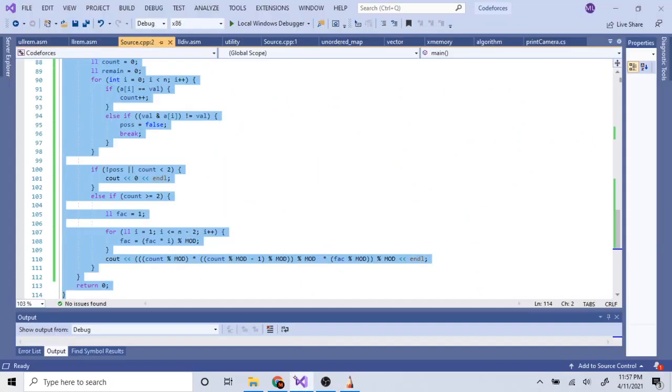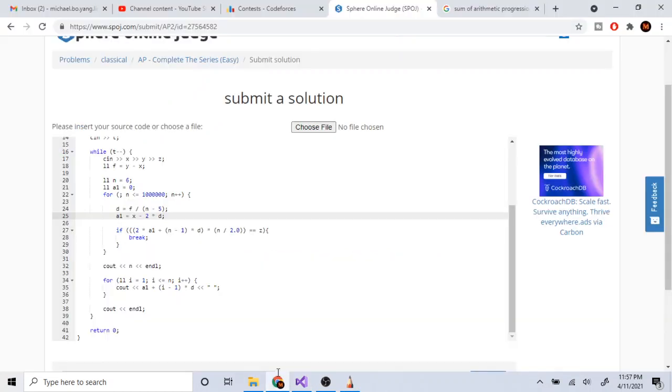From there, I just check if this whole equation is right, if the summation of the arithmetic progression is actually equal to our n sum. If it is, I break and start printing out the common difference again. Otherwise, that's it. In the end, you should be able to get your value if you go through every possible value from 6 to a million, because the constraints are a million. This is how I did the problem.